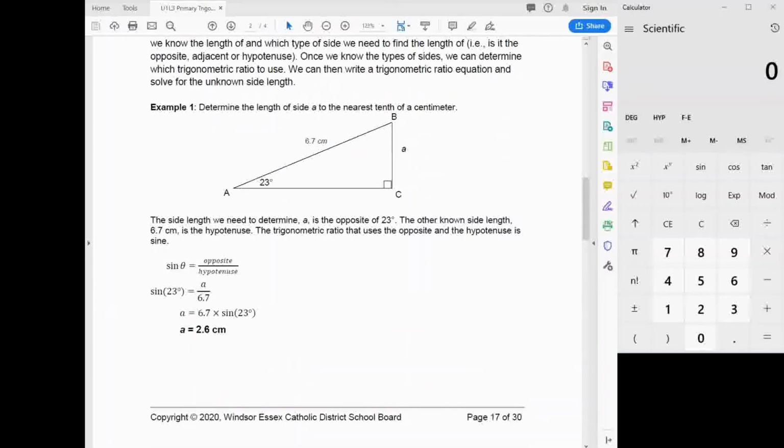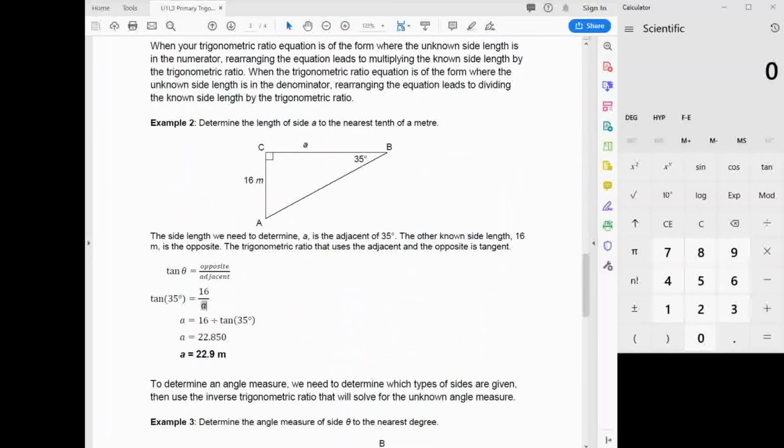Or it's going to be the known measure divided by the trig ratio. But if I go back to this equation, when I write this, I see that my a is in the numerator, so it ends up becoming my known value multiplied by the trig ratio. So when my unknown is in the numerator, I multiply by the ratio. When the unknown is in the denominator, I divide by the ratio.